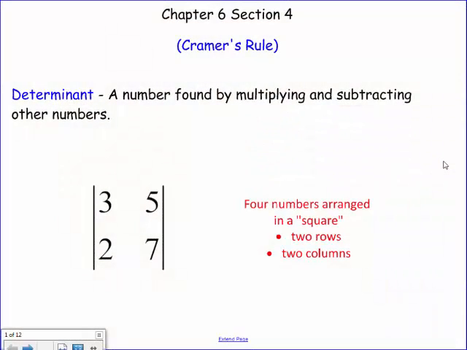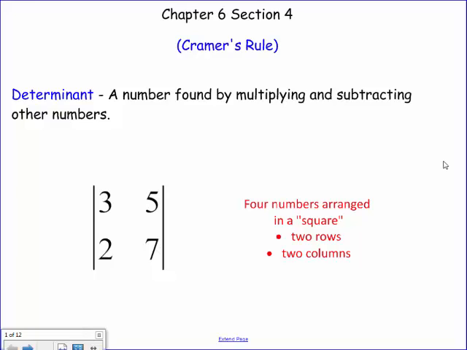So we've solved systems by graphing, we've solved by substitution, we've solved by elimination. Now, there's actually a fourth way that not a ton of people know about, but it's kind of a neat trick, so we're going to go through it. It's called Cramer's rule. And in order to do Cramer's rule, we have to know what a determinant is.